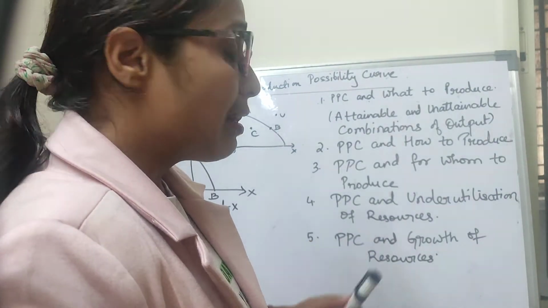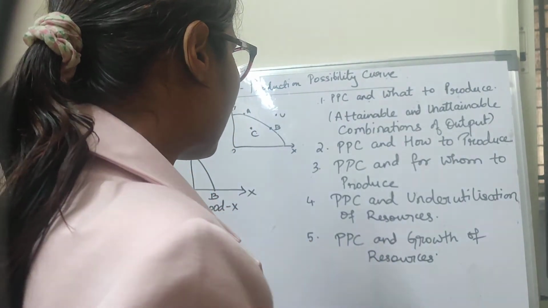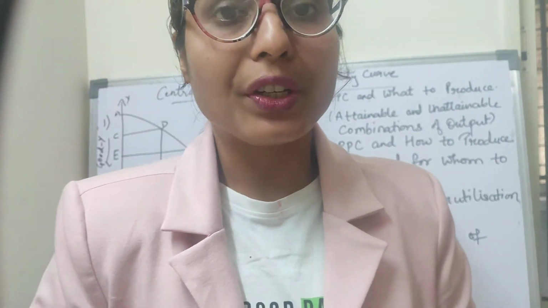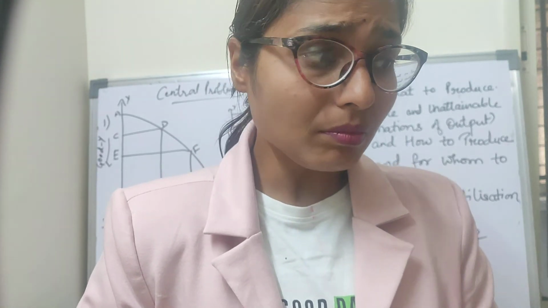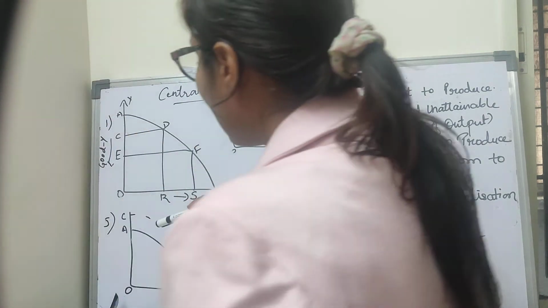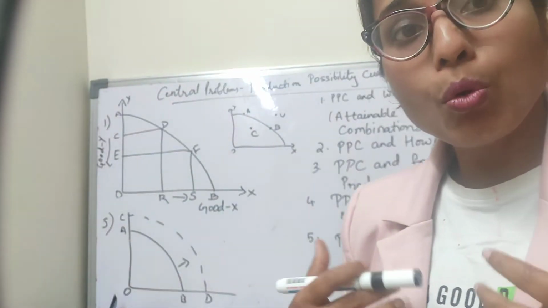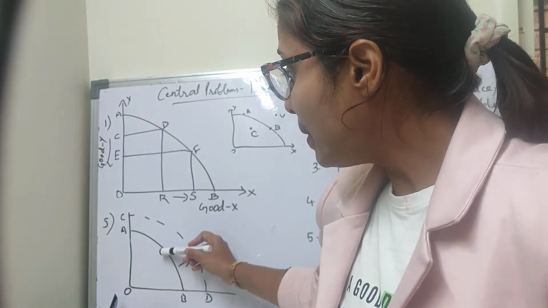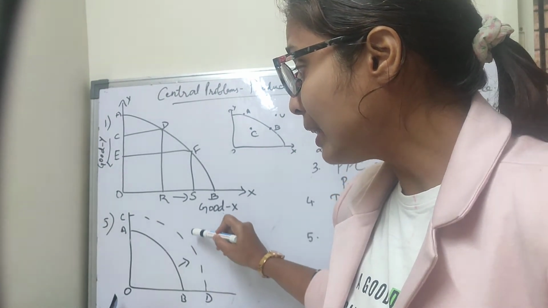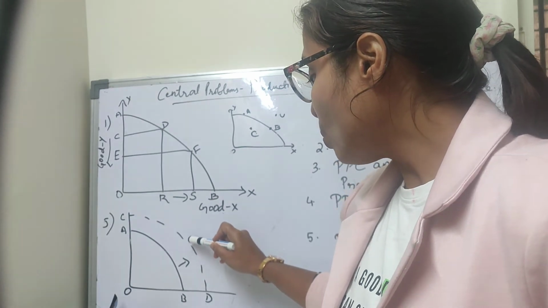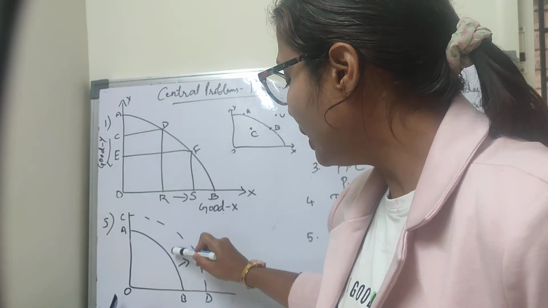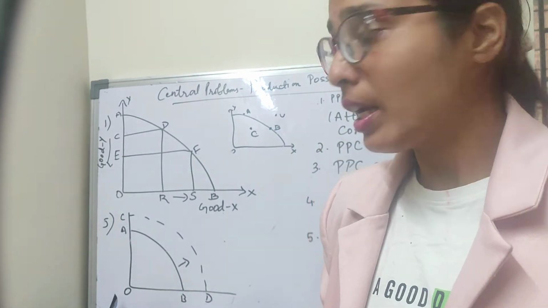Now the fifth point, that is the last point, PPC and growth of resources. Economic growth is possible only when the economy generates or discovers new resources. So here I have drawn one diagram. It means if more resources are generated, then the PPC curve will shift outward. That means it is showing the increased availability of resources. So the PPC shows increased production of both the goods corresponding to the higher level of output, such as AB.